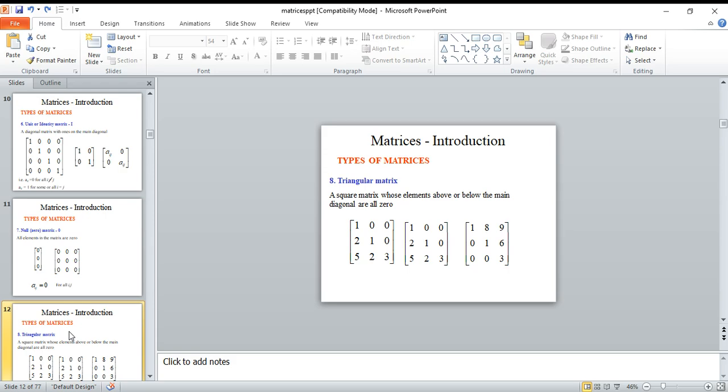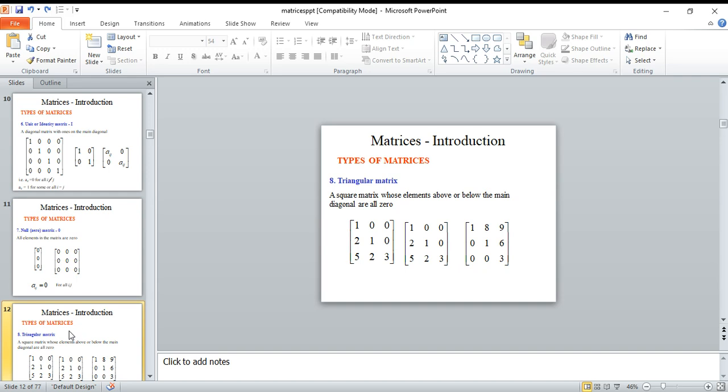Triangular matrix. A square matrix whose elements above or below the main diagonal are 0. Triangular matrices are of two types. One is upper triangular and one is lower triangular. So we discuss next. A square matrix whose elements above or below the main diagonal are zeros.